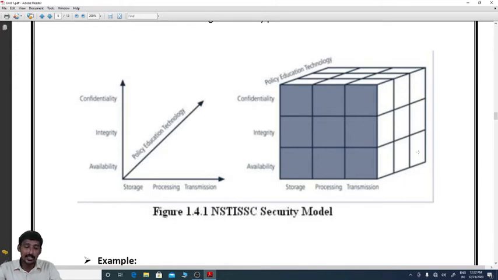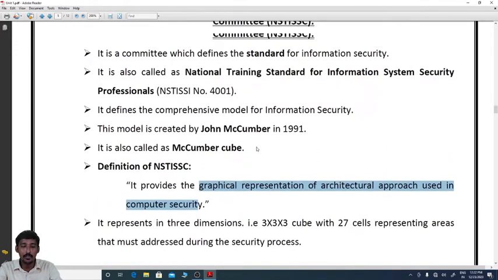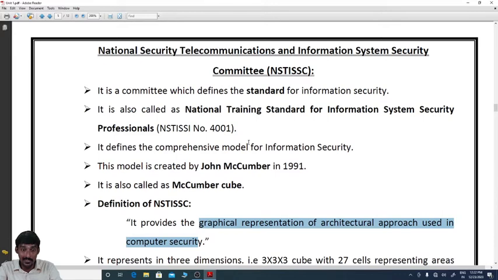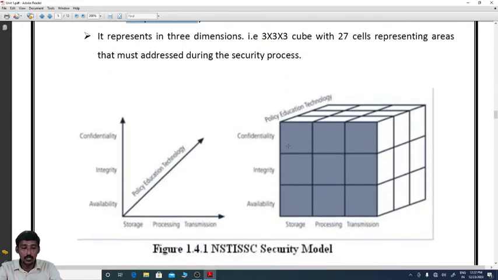NSTISSC is abbreviated as National Security Telecommunications and Information Systems Security Committee. So the different properties, the different directions: one is called confidentiality, the next one is integrity, and the third one is availability. So this is a focus on the characteristics. And the next one is the availability of information, based on information storage, processing, and transmission.